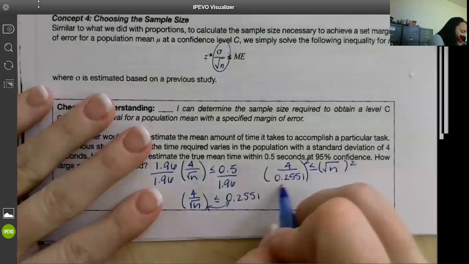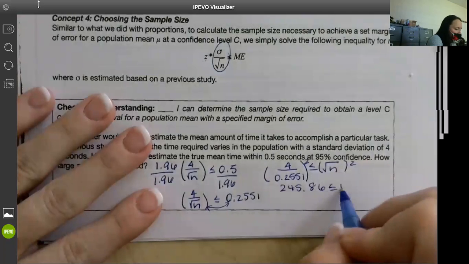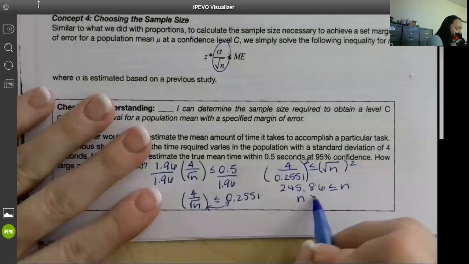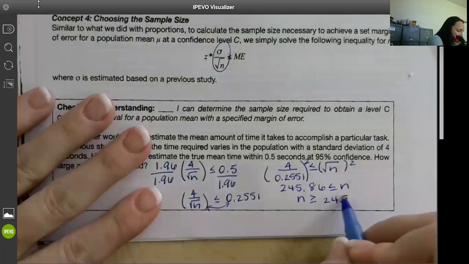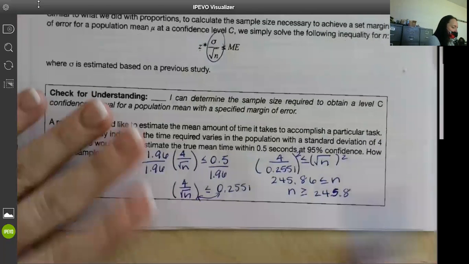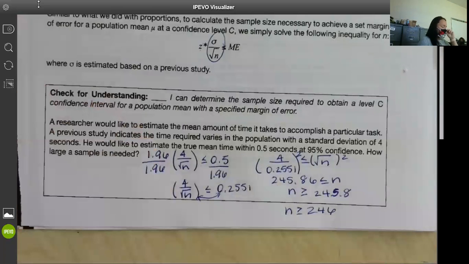You get 245.86 is less than or equal to n, which means that n has to be greater than or equal to 245.8, which means that our sample size has to be 246.